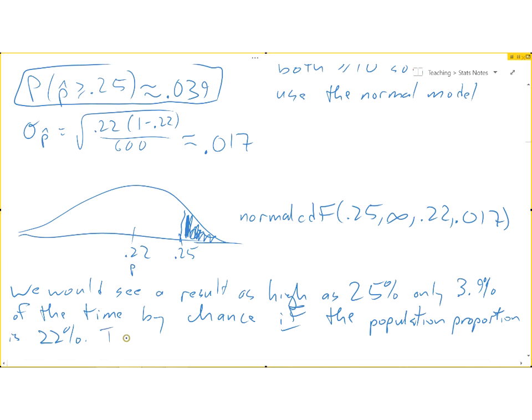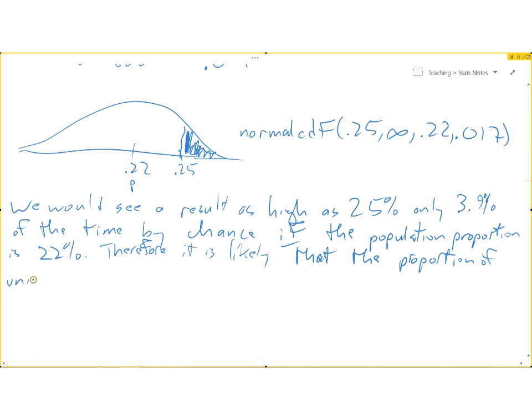So we might say, therefore, it is likely that the proportion of uninsured is now higher than 22%. Now, it doesn't mean it's 25%. That's just a value from our sample. We could do a confidence interval if we wanted to estimate it. But it does mean we can be pretty sure that it's higher than 22%.